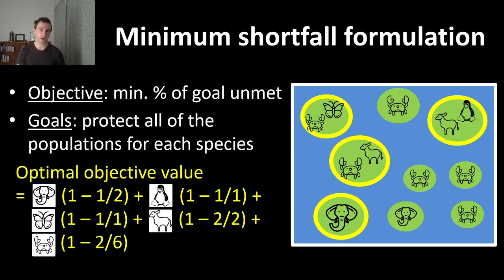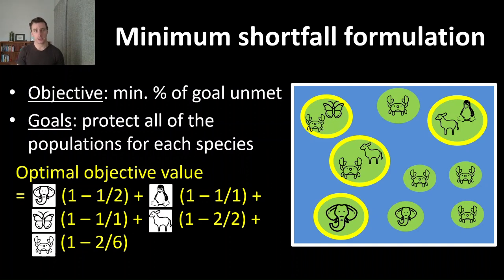We can see for the crabs it's a bit different. Here there are 2 populations of crabs secured in the solution, but there are 6 populations in total. So what that means is we've met 2/6 of the goal. So the proportion of the goal that is not met is 1 minus 2/6.